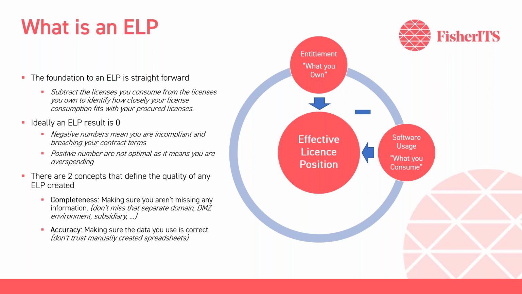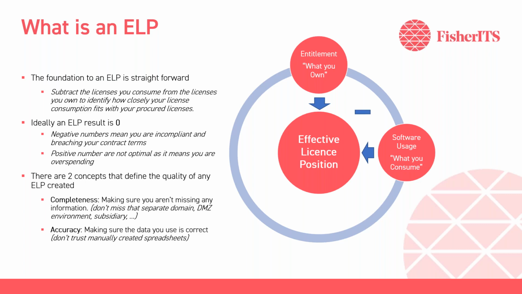Now, what's often focused on, definitely in software audits, because they always include this, is that people want to see everything as positive numbers. This is actually not correct. So ideally, every effective license position is 0. Practically, it won't be feasible because you always need a little bit of spare just to make sure you're not caught off guard when your usage increases.